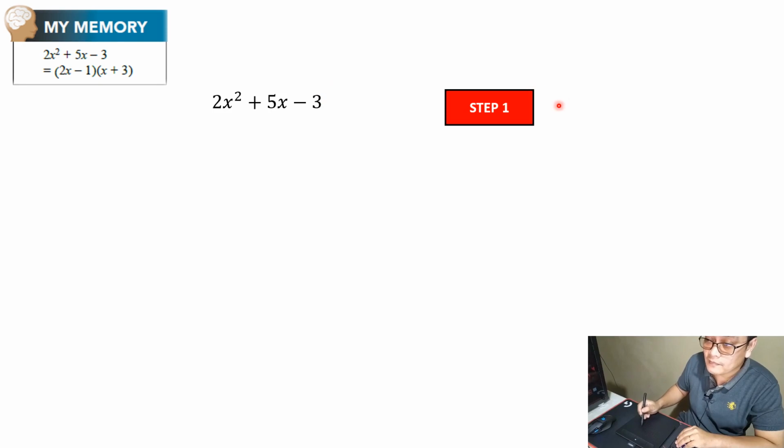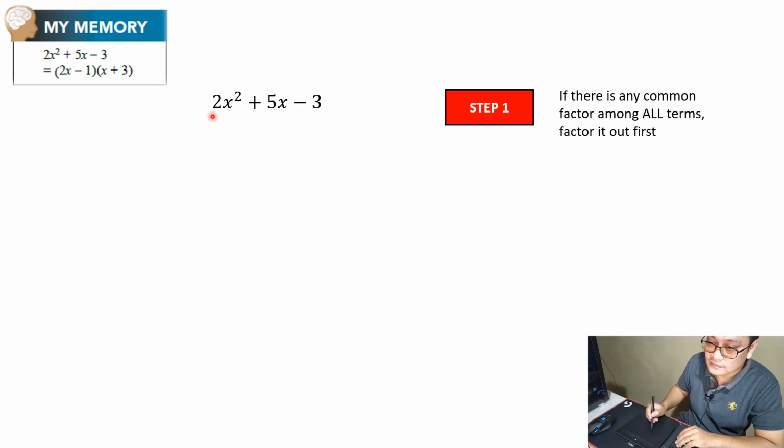Okay. The first step, if there is any common factor among all terms, factor it out first. As you can see, for 2x squared plus 5x minus 3, there are no common factor, so you don't have to factor it out first. We're going to the next step.